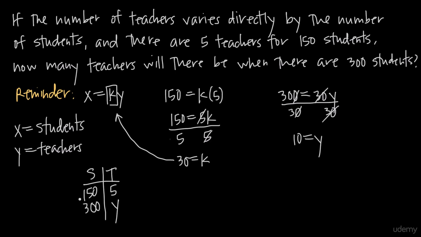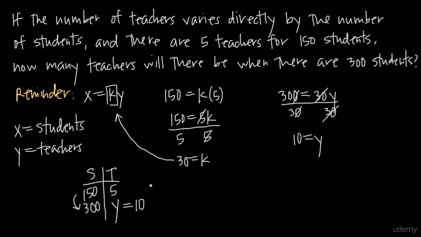We know that they're going to vary directly, and we saw that with students, we just doubled the number of students. 150 times 2 is 300, so we doubled the number of students. If they vary directly, we should be doubling the number of teachers. When we double the number of teachers, 5 times 2 gives us 10, so we get y equals 10. So that's sort of a logical way to do it without the formula, but it's really important that you know the formula because the problems aren't always going to be this simple.